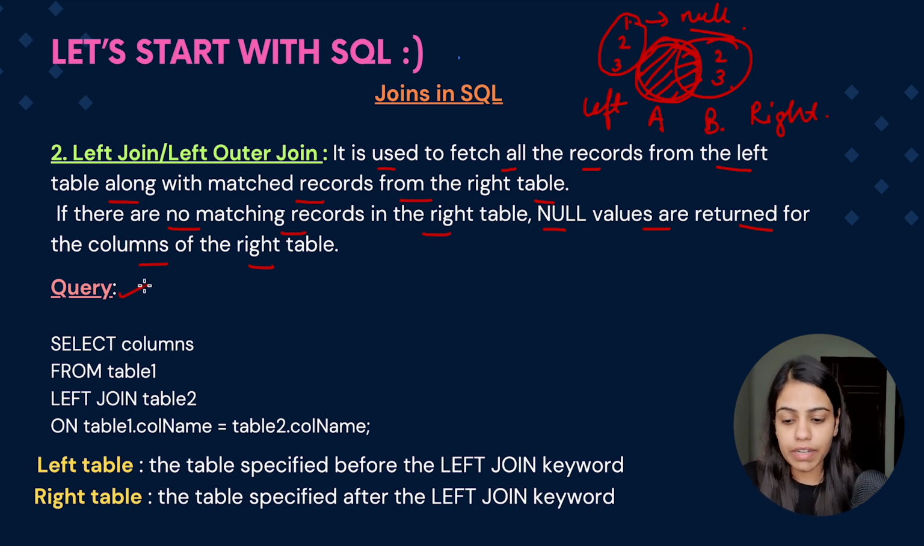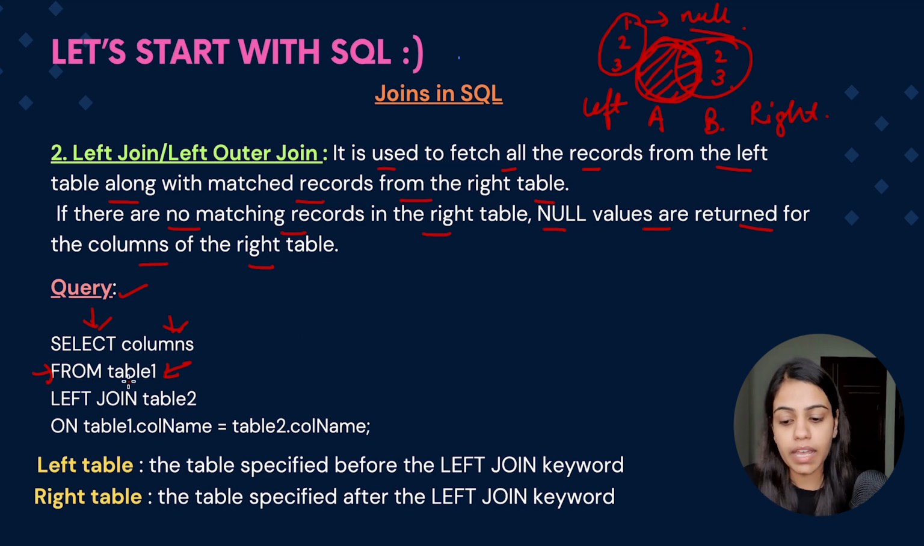So here you can see the query. We basically give select and then we provide all the columns which we want to show in the final result, and then we provide from, and then table 1. Here table 1 is the left table. We need to maintain this order because eventually we want all the details of the left table. If we reverse the order we will get all the details of the right table.